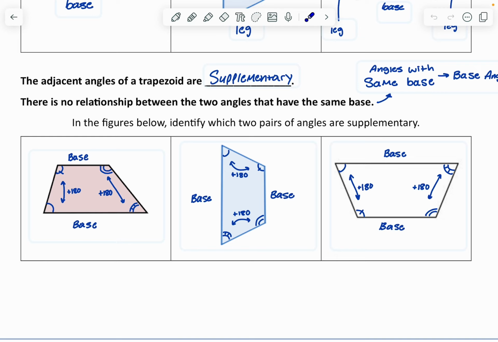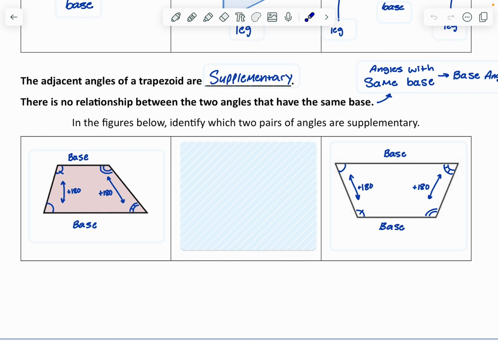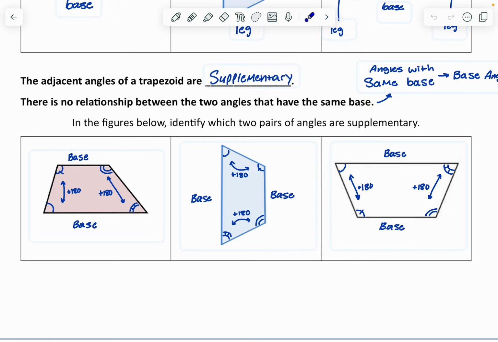So what's important for us to do when we're trying to identify that is to actually figure out where the bases are, right? And you know that the adjacent angles that you're looking at cannot both be on the same base. Identify the bases first, then we can identify where our adjacent angles are going to be.